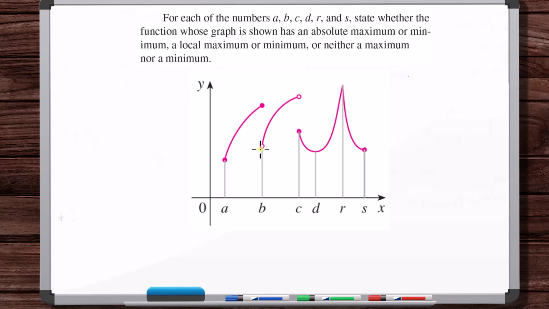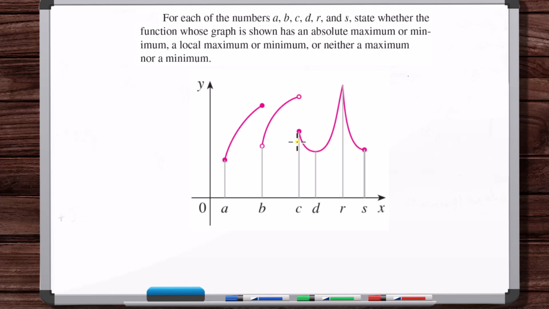What about, is this a local min? So let's specify an open interval around this point. Within this open interval, is the value of the function at point B less than or equal to all values of the function within that interval? Well, it looks like it could be less than, but the function doesn't exist at this point. So this is not a local or global max or min.